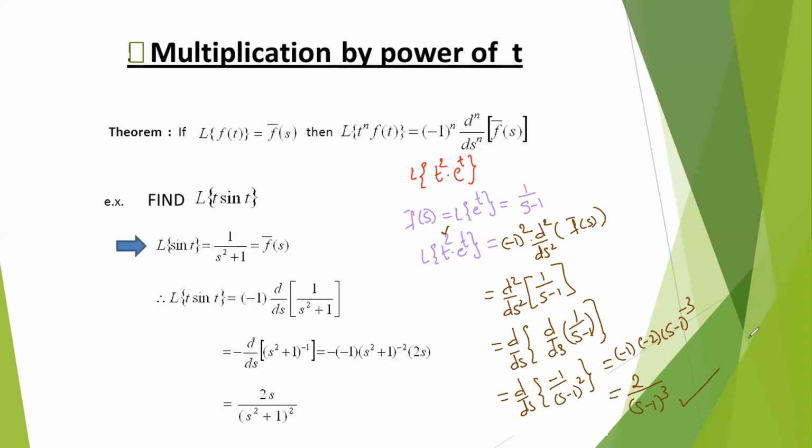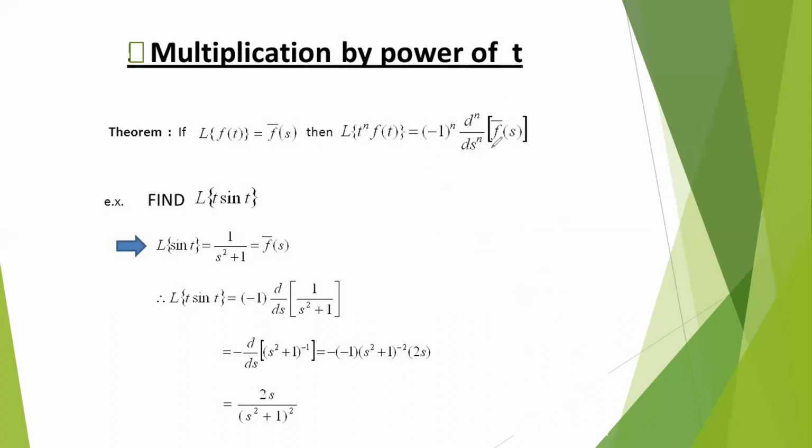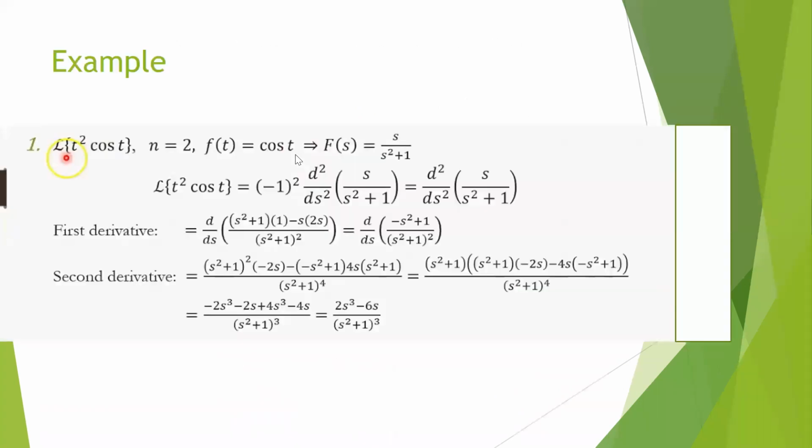So like this, we can take any sort of function in the place of f of t, and we can differentiate, and we can find out the Laplace transformation of powers of t into that f of t. Okay. So again, if we try to understand, when should this multiplication by power of t be utilized? The multiplication by power of t formula should be utilized whenever in the given question, you find t square, t cube as one of the terms in the given function.